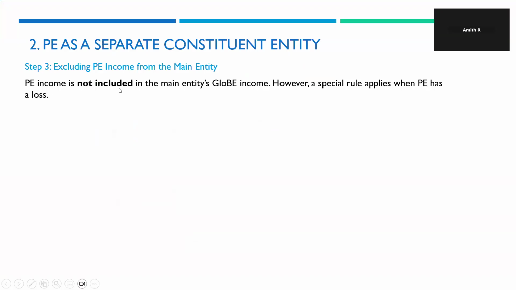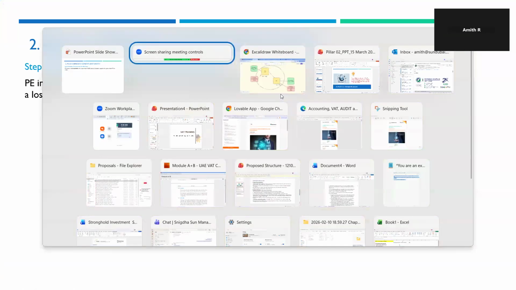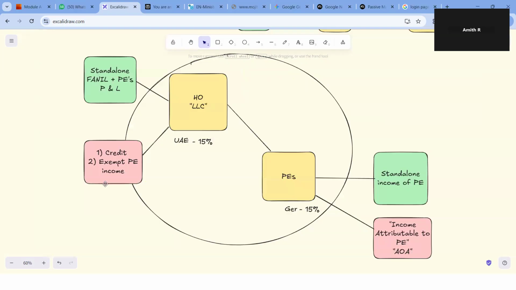So PE income is not included in the main entity. So excluding PE income from the main entity. Whatever is the income that you find, you deduct it from the HO. Clear? So HO would only have that minus what is attributable to PE. So now things are separate. GloBE income is truly separate now. Yes or no?